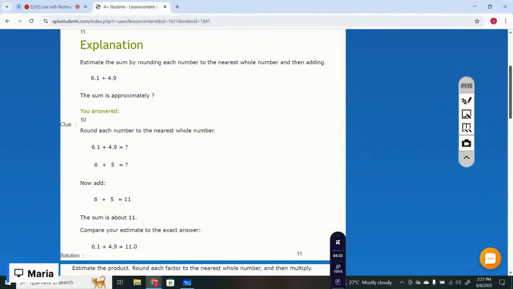6.1 is rounded to 6 and 4.9 is almost equal to 5. So that is 6 plus 5, which makes 11. So that means 6.1 is rounded to 6 and 4.9 is rounded to 5. 6 plus 5 is 11.